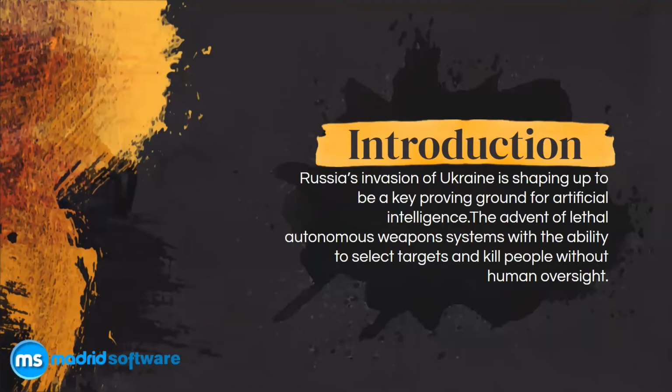Russia's invasion of Ukraine is shaping up to be a key proving ground for artificial intelligence. The advent of lethal autonomous weapon systems with the ability to select targets and kill people without human oversight is becoming viral within countries. Each and every country today wants to procure autonomous weapon systems and be ready for future wars.